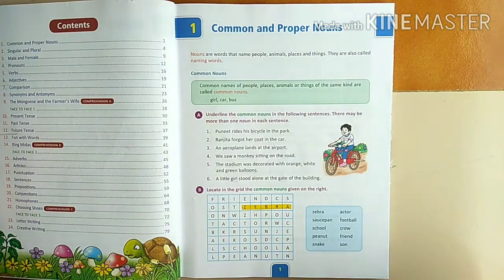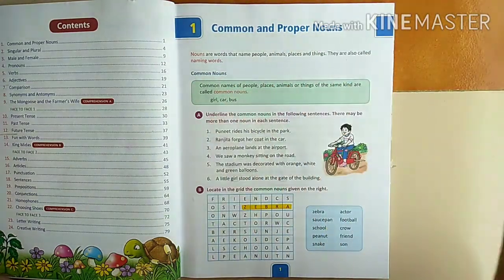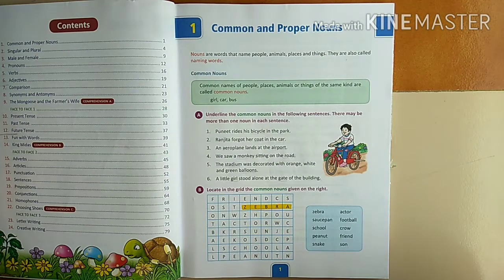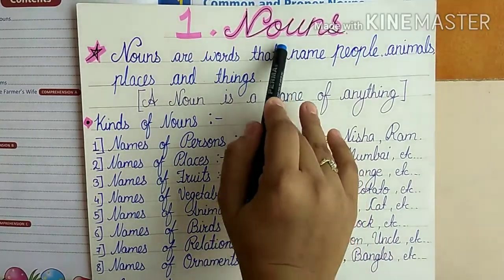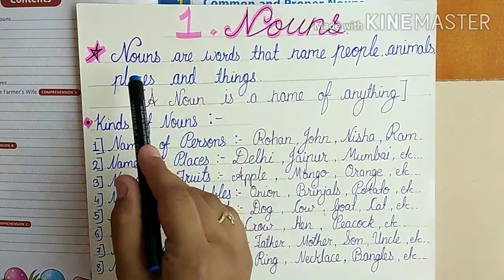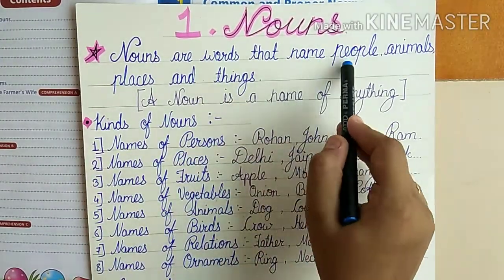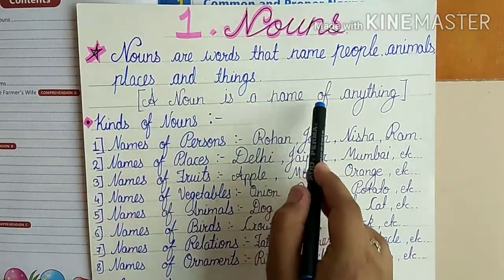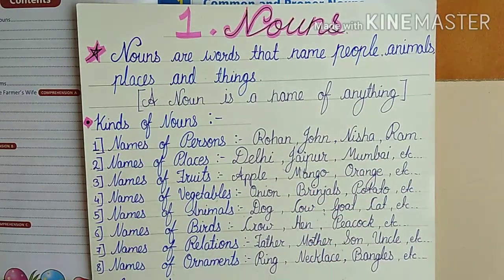Before going into detail about common and proper nouns, let us know what is a noun. Noun kya hota hai? What is a noun? Nouns are words that name people, animal, place and thing. A noun is a name of anything. In simple and short words, we can say that a noun is a name of anything. Kisi bhi cheez, kisi bhi insaan, kisi bhi animal, kisi bhi jagah, unka naam, un sabko kya bolte hain? That is noun. Simple and short.